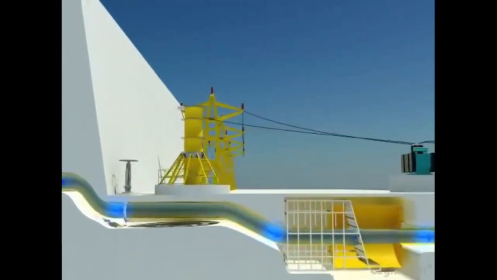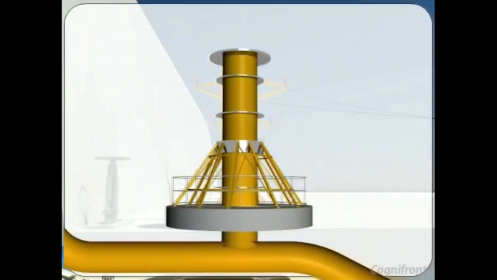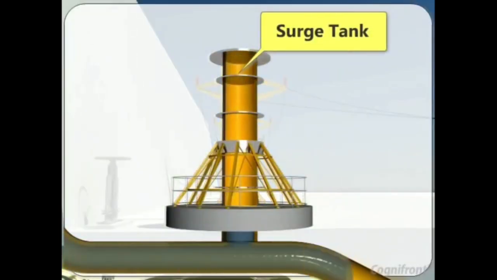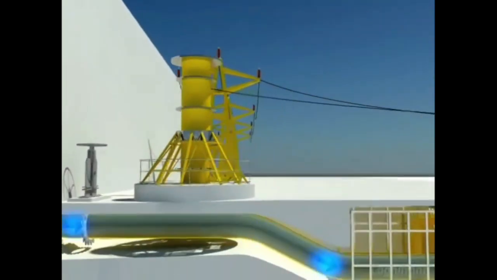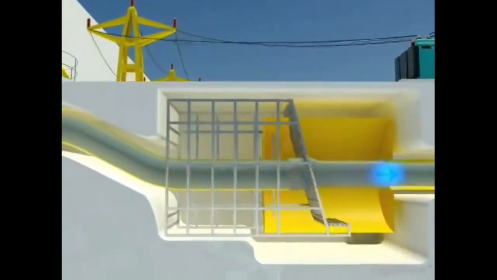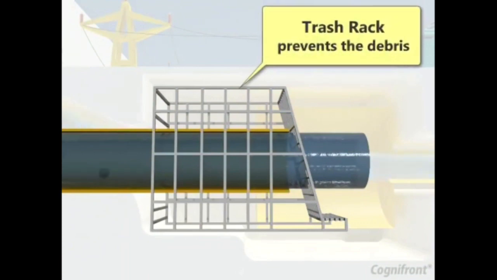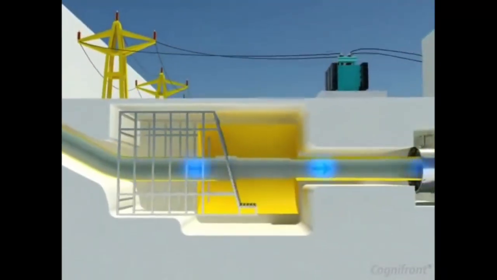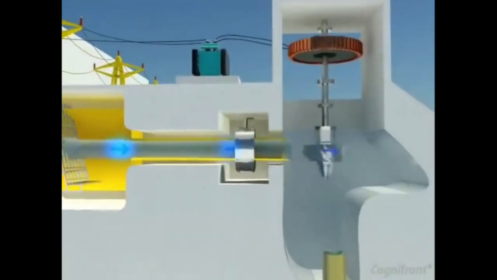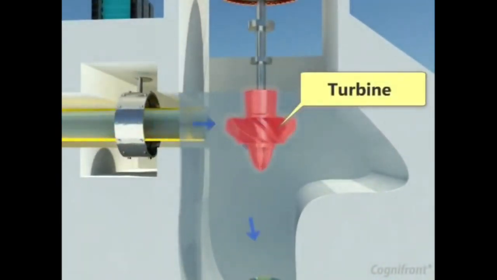Here the surge tanks are used to control the flow, which will help to prevent the excess flow of water. This is the trash rack, which will prevent debris from entering the turbine or striking the vane, which may damage the vane of the turbine. Here water will strike with high pressure force.